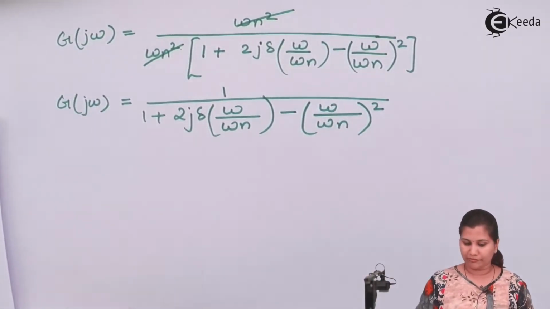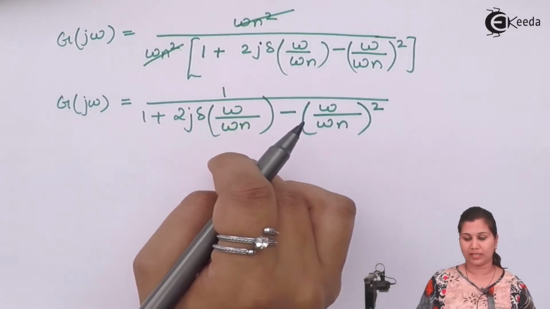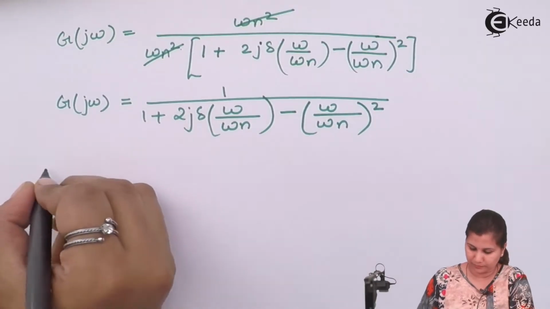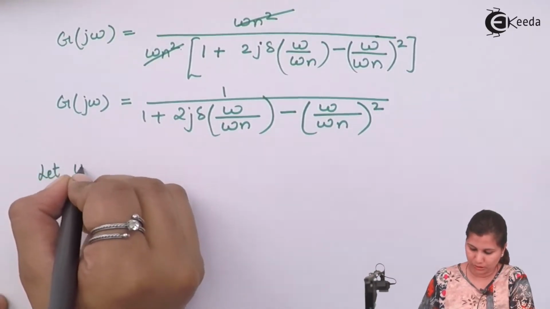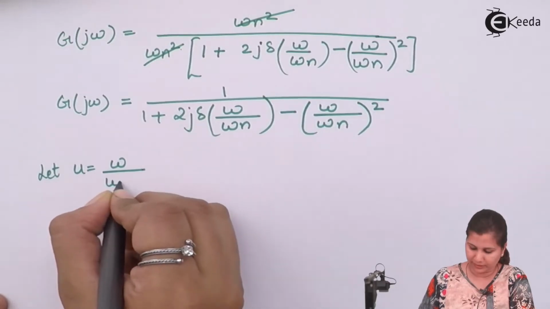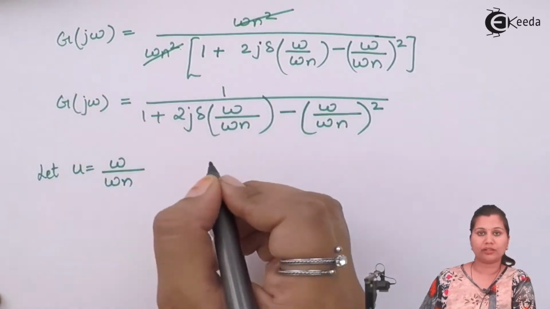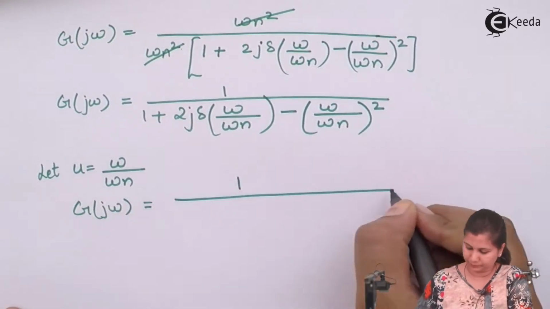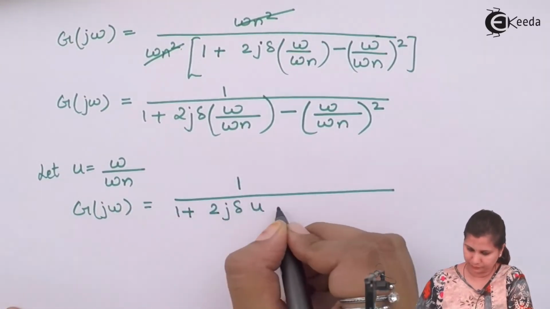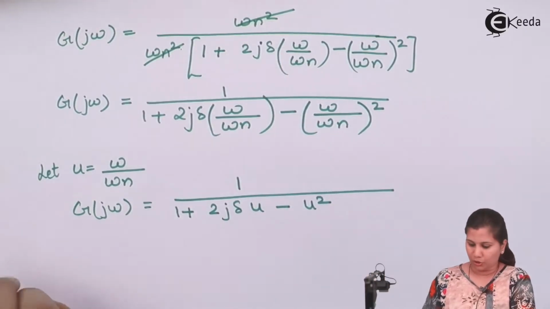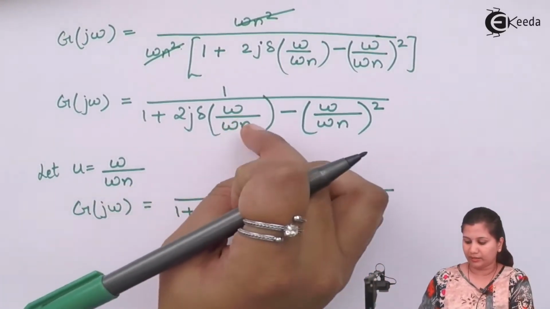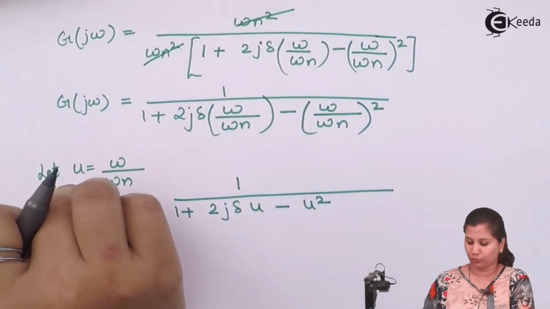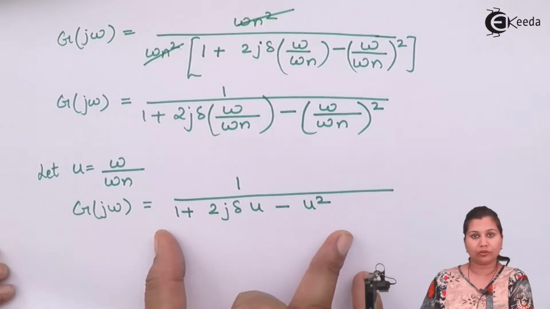Now if we take omega upon omega n as another variable u, so let u equal omega upon omega n, then this expression will be changed. We have just taken omega upon omega n as another variable u. So this is the transfer function we have obtained.